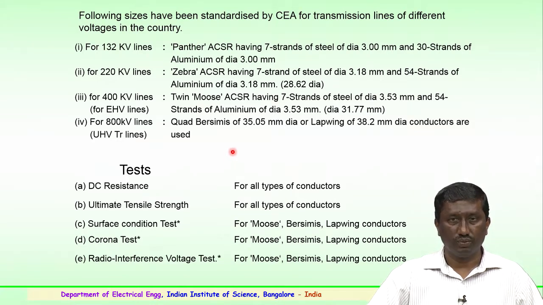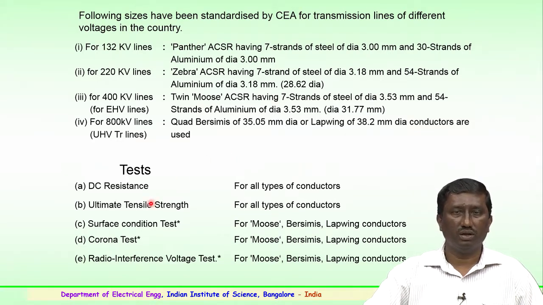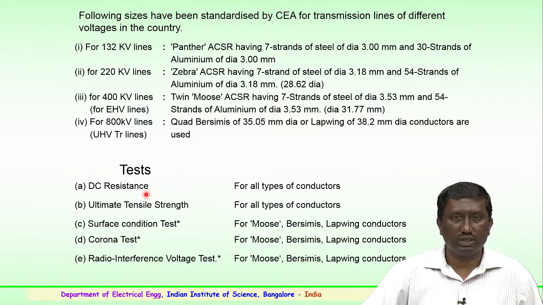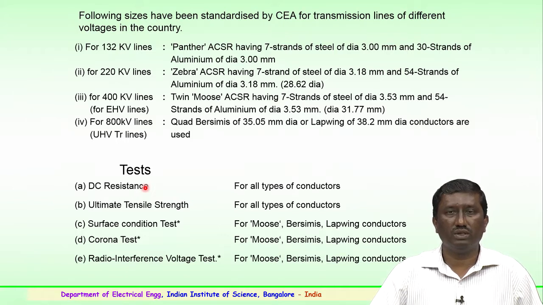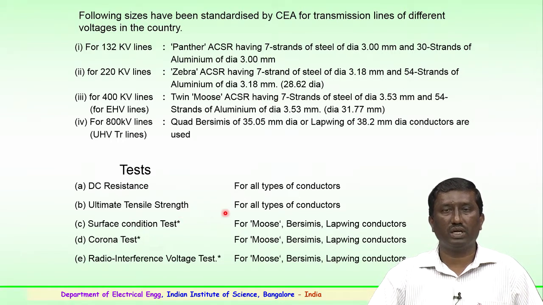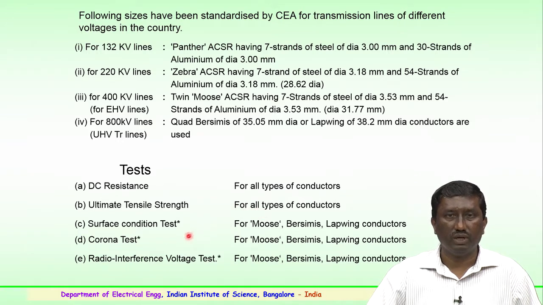These show some of the preliminary tests which are to be carried out essentially for all types of conductors. DC resistance is normally measured for all types of conductors. Ultimate tensile strength, which tests the mechanical withstand capability, is also carried out for all types of conductors.